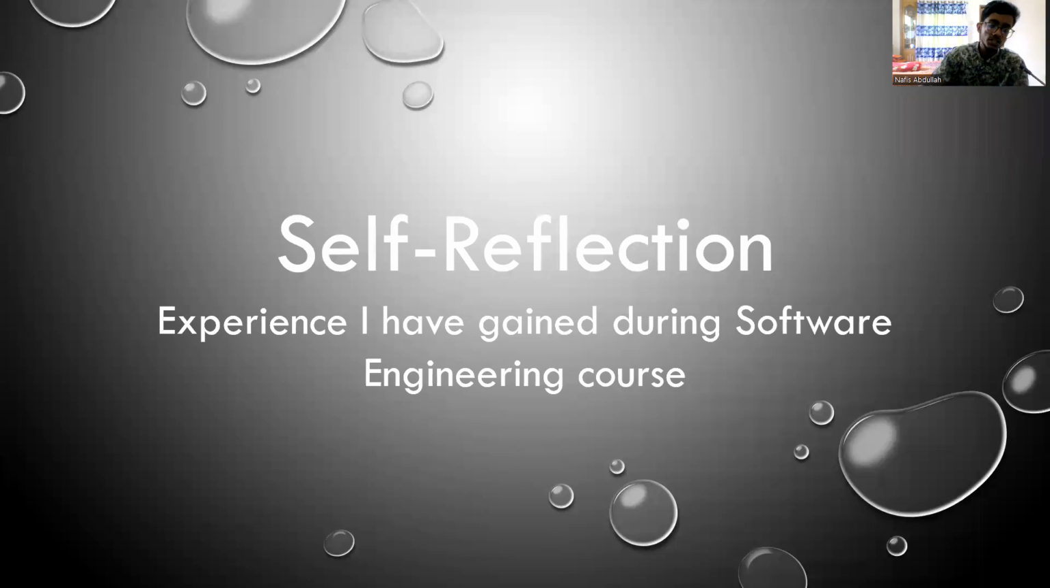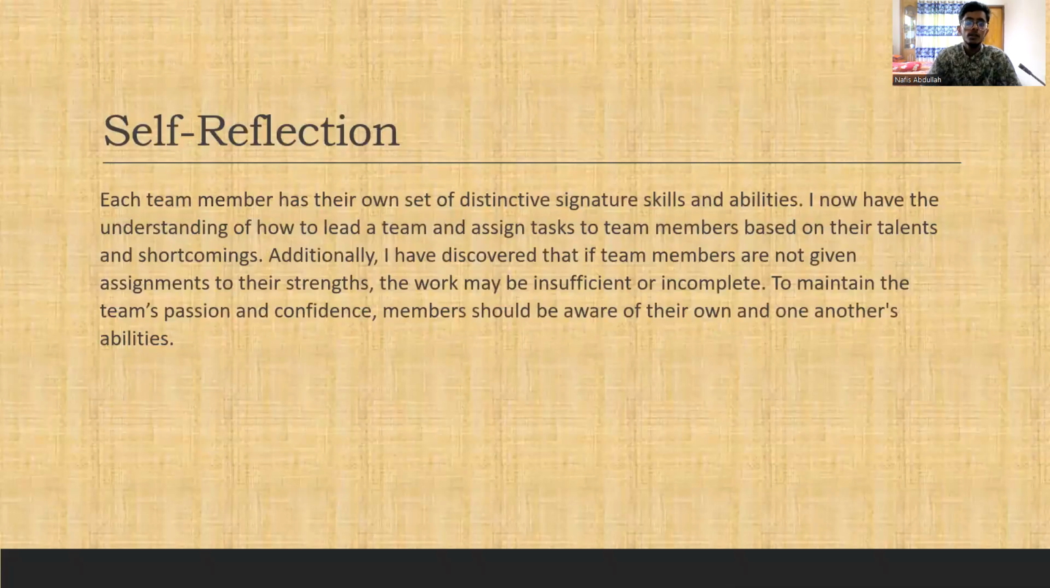Now self-reflection, experience that I have gained during the software engineering course. Each team member has their own set of distinctive signature skills and abilities. I now have the understanding of how to lead a team and assign tasks to the team members based on their talents and shortcomings. Additionally, I have discovered that if team members are not given assignments to their extent, the work may be insufficient or incomplete. To maintain the team's passion and confidence, members should be aware of their own skills and one another's abilities.